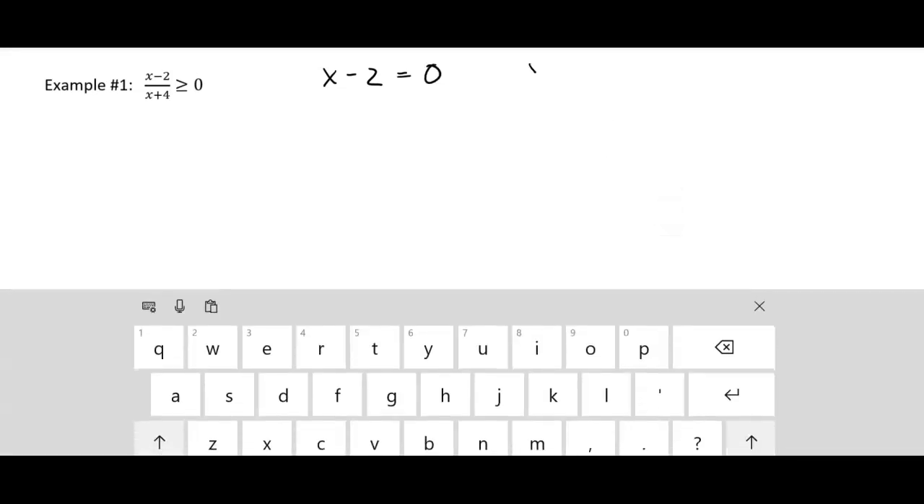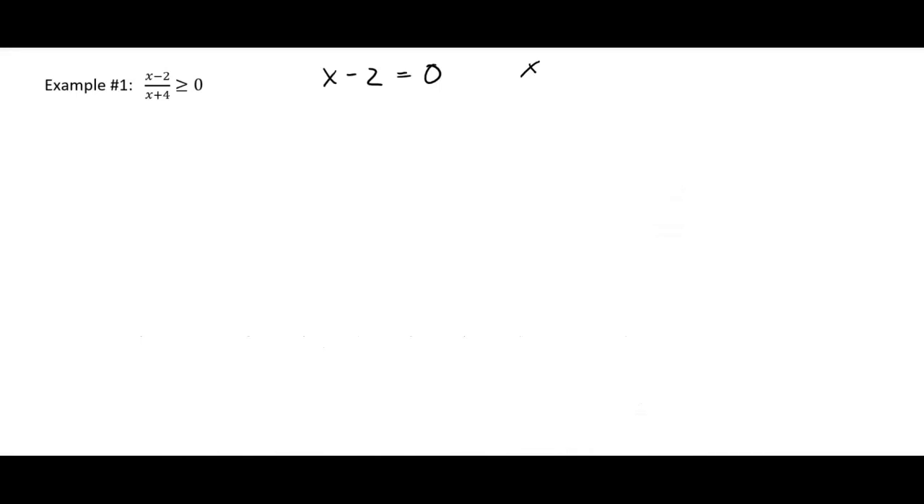Here comes our first one. We have a rational expression on the left and 0 on the right, and this time it's greater than or equal to 0. The first thing you do is look at the factors in the numerator, x minus 2, and ask, when is that 0? Then look at the factors in the denominator and ask, when is that 0? So you solve those little equations. You get x equals 2, x equals negative 4. Those are called boundary points.